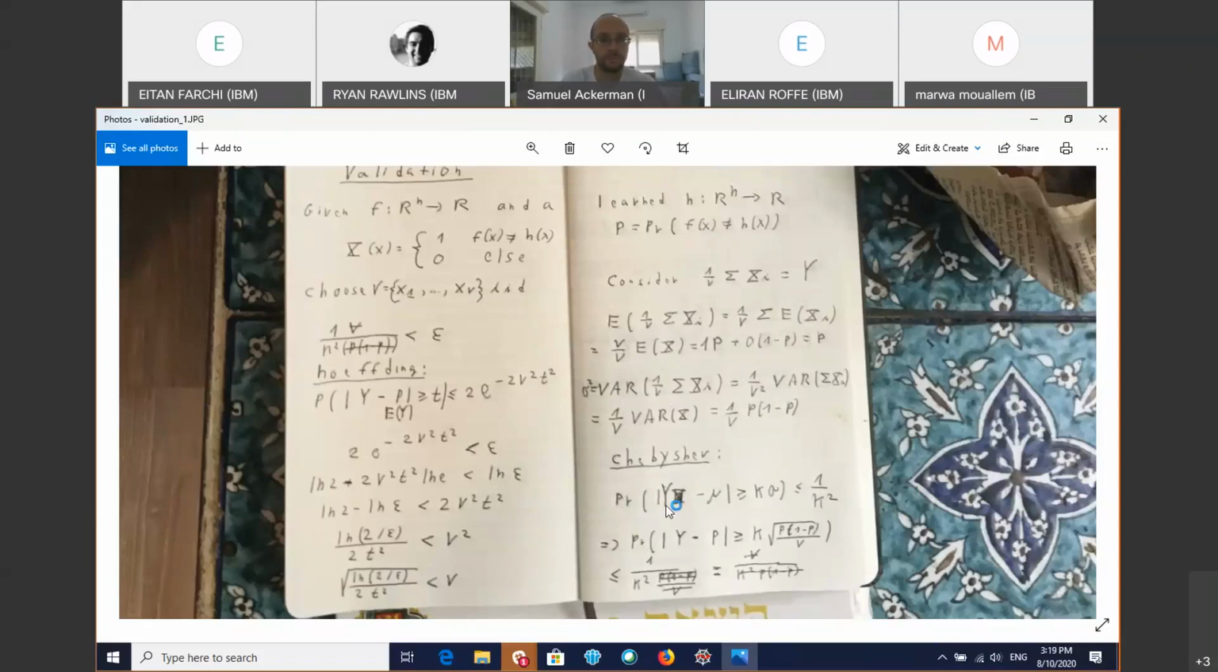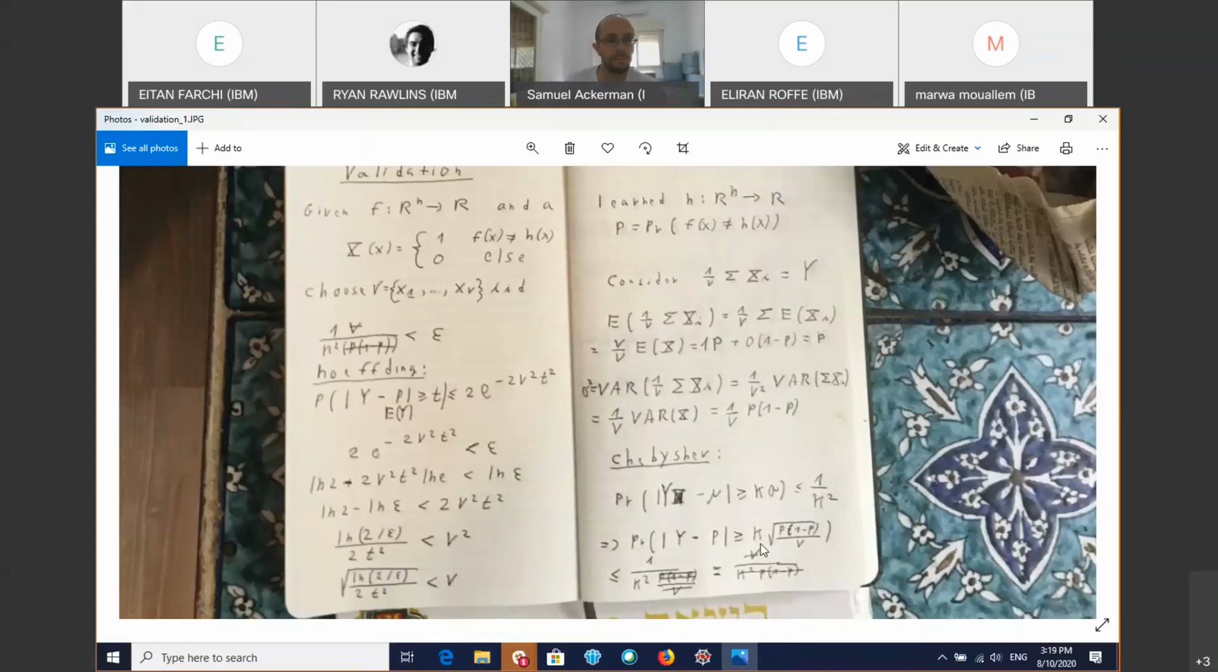So if you look at Y minus the average here, P, for it to be bigger than K times the standard error, which is the square root of the variance, this probability is less than 1 over K squared.